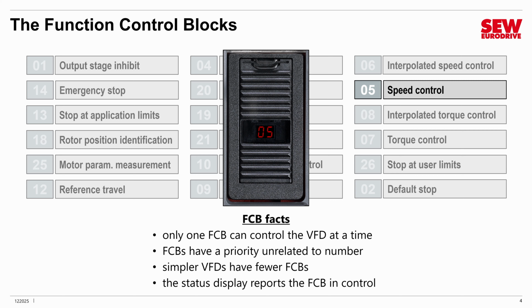Pretty simple. I'll mention here as an aside that the simpler VFDs like the MOVITrack Basic and Classic do not have 18 FCBs. They are simpler VFDs, therefore they can't do some of these operations. It would make no sense to include them. So they have a smaller number, but MOVIDrive Technology, MOVIDrive System, MOVIDrive Modular, they all have these 18 FCBs.